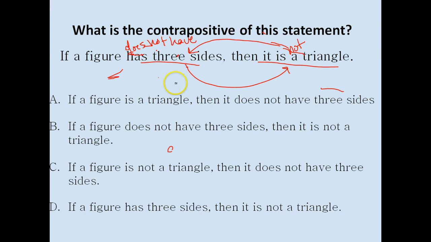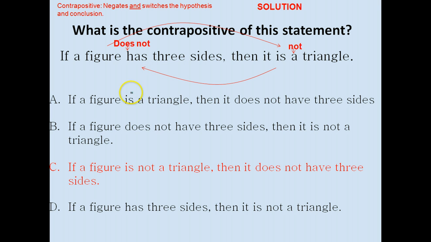Okay, so which of those statements, A, B, C, or D, is the contrapositive of our original statement? If a figure has 3 sides, then it is a triangle. It should be C, should be the answer you chose. If a figure is not a triangle, then it does not have 3 sides. So again, the contrapositive both switches and negates the hypothesis and conclusion. The front goes to the end, the end comes to the front, and we make them both negations, or the opposite of what they said originally.